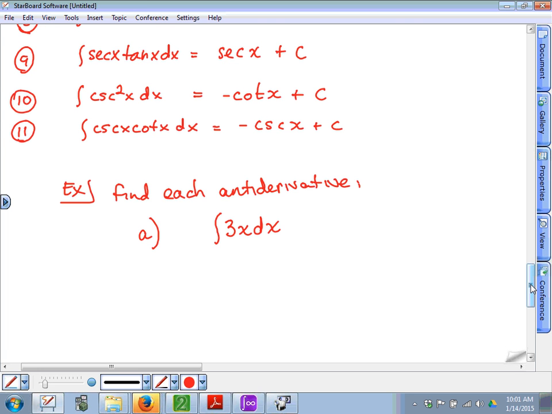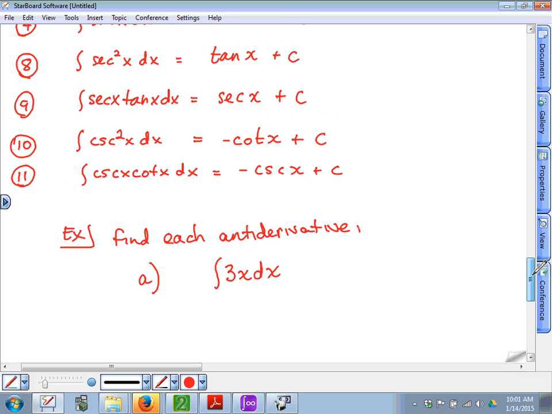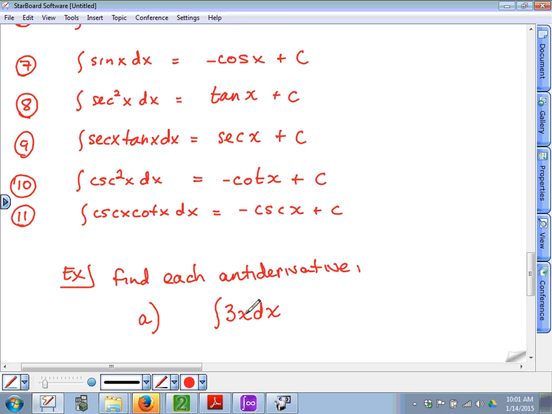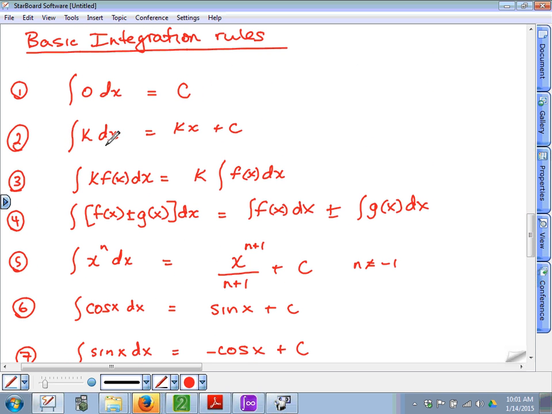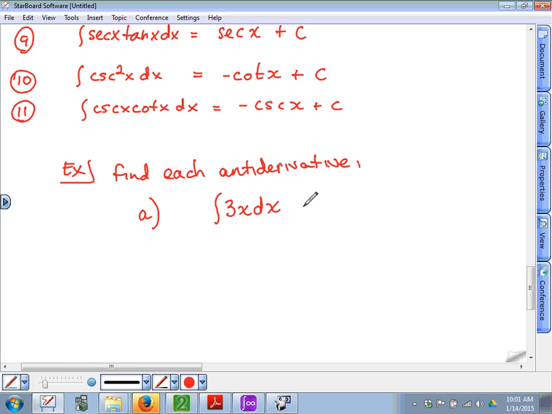So, let's take a look at some of our rules here for a second. First of all, that 3 that's in front would be like this integration rule, the property 3. We have a constant multiplier, so I can take out that 3 and put it in front. You guys all right with what I just did there? That's called the constant multiple rule. If it's multiplying, you can take out a constant.